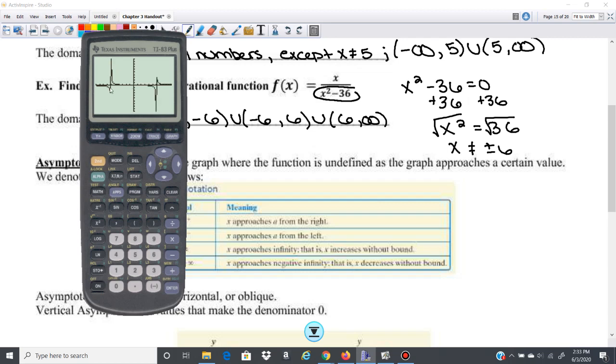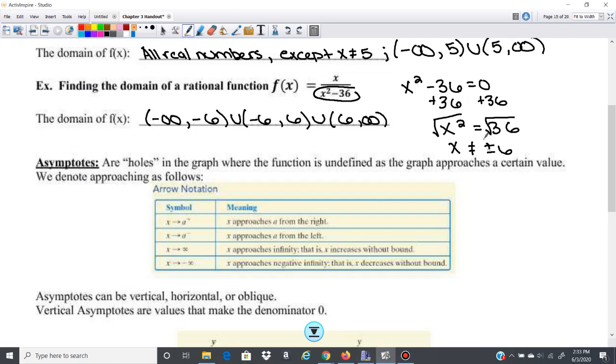Okay, and I'm actually getting vertical lines, whereas in the Desmos graph, I didn't. So some calculators will actually graph these asymptotes, and then some won't, okay? But it's the same approach as what you would take as finding the domain, okay?